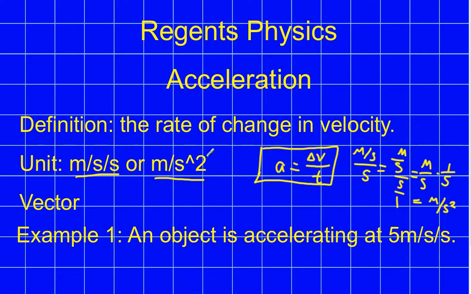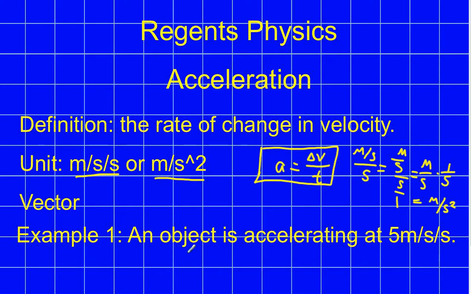Now, since velocity is a vector, being a quantity with both magnitude and direction, so how fast and in which way it is moving, acceleration also is a vector quantity. So acceleration also has a magnitude: how much is it changing its velocity, and in what direction is that velocity changing?